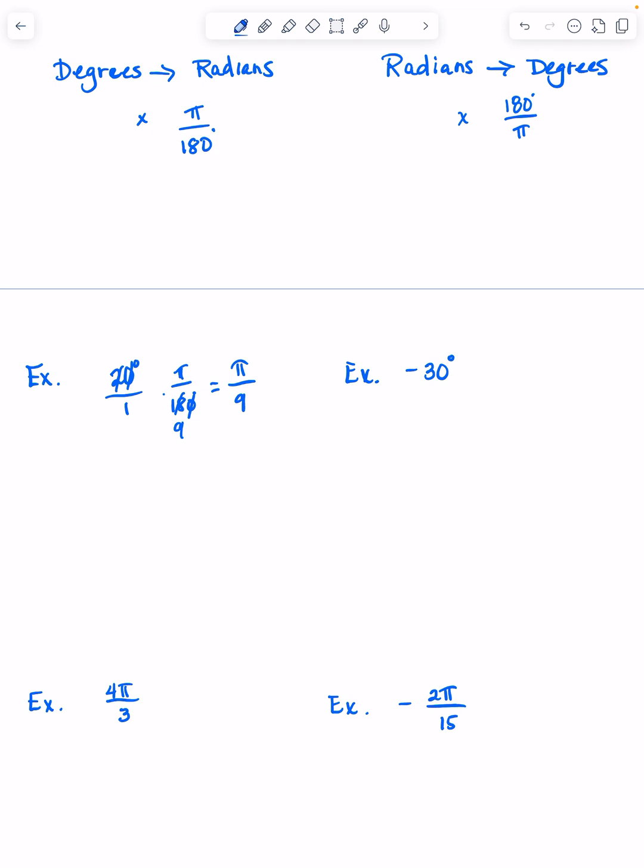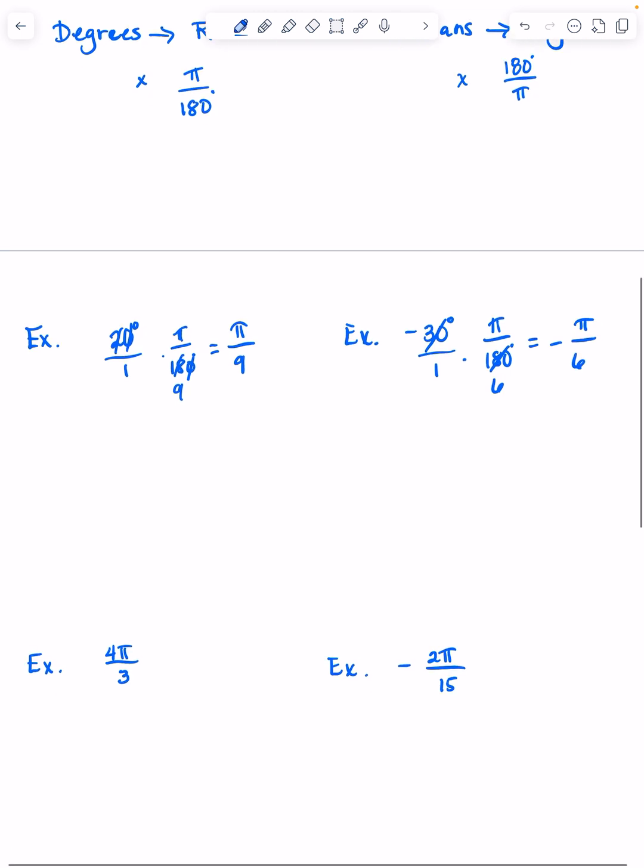If we have a negative angle, we're doing the same thing. We're still multiplying by pi over 180, except my answer is going to be negative. And 30 goes into 180 6 times, so this leaves me with negative pi over 6.